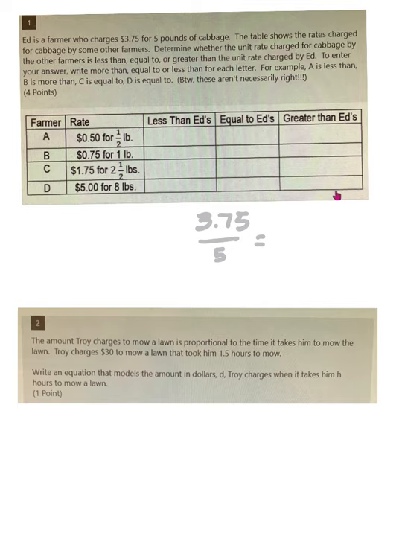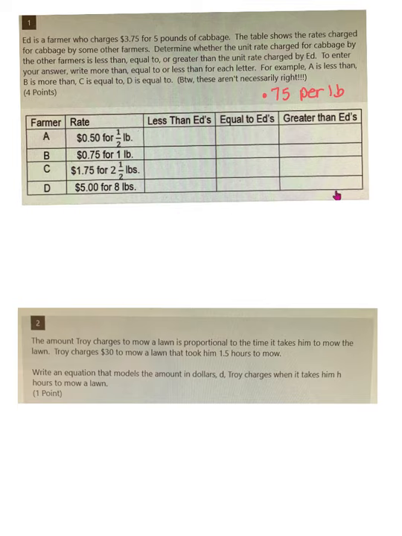You should use your calculator for this. That gives you 75 cents per pound. That's the unit rate. So I put that up top just so we'll be able to refer to it. Now we need to compare these other farmers. We need to compare them to Ed, but we still need their unit rate.